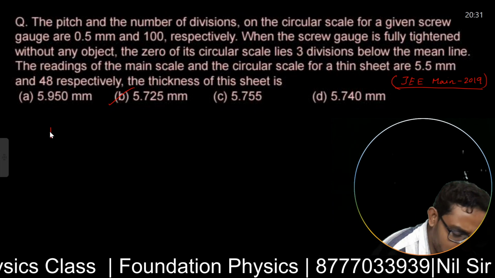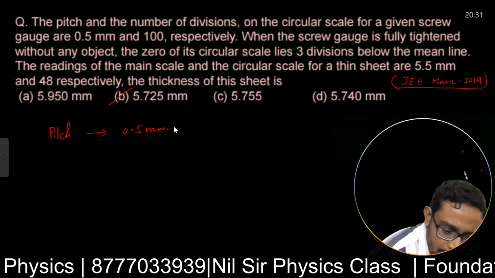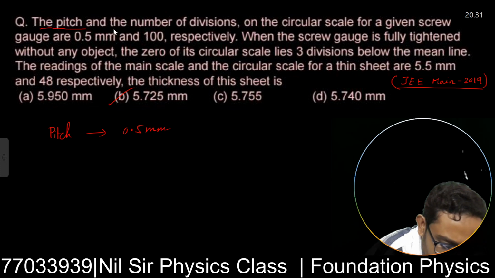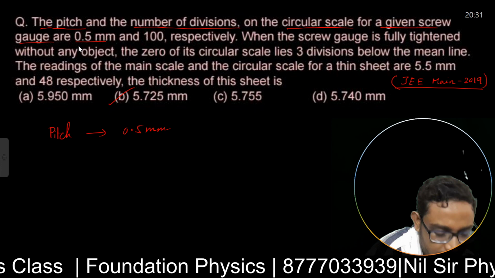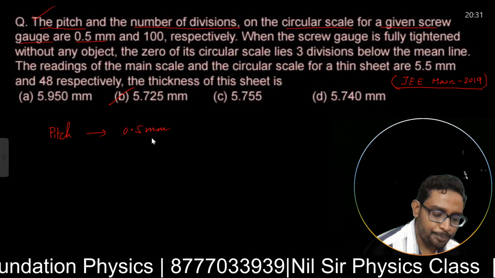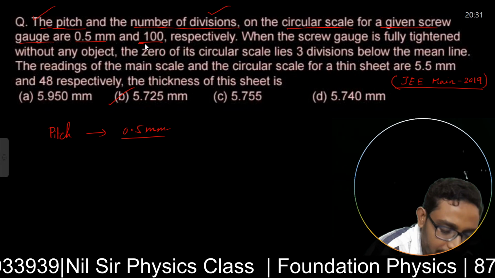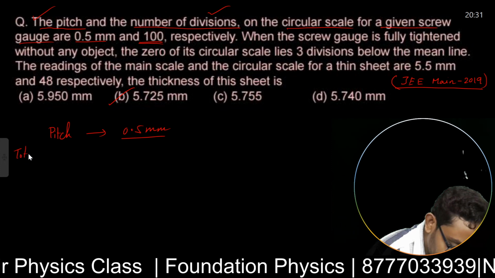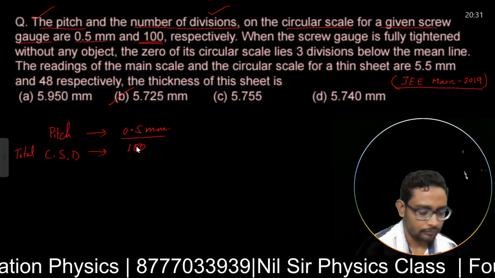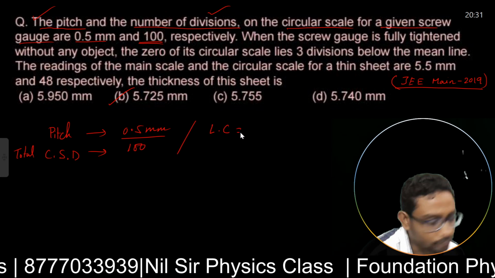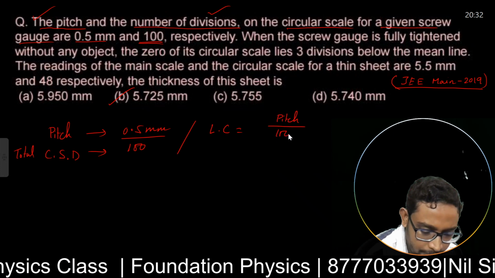First of all, what has the pitch been given as? 0.5. And the number of divisions on the circular scale for a given screw gauge are these. The pitch is given, right? The pitch is given as 0.5 millimeter. The number of circular divisions on the circular scale is given as 100, right? So the total circular scale divisions equal what? 100. Can we take the least count? Pitch divided by 100.